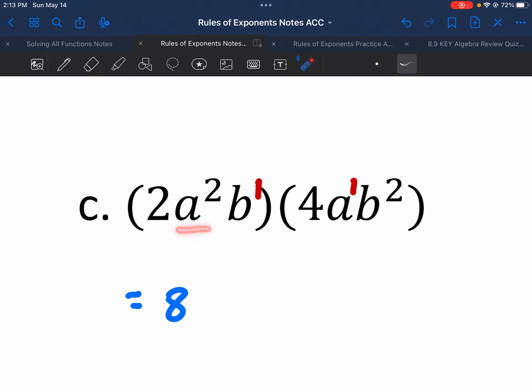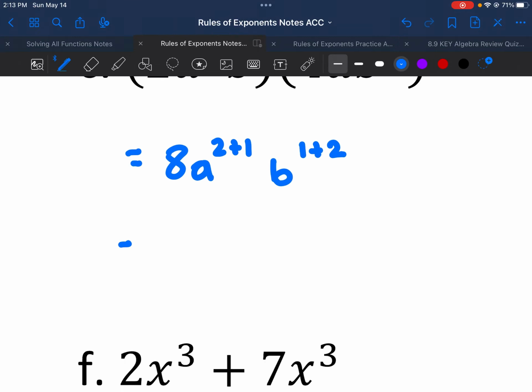But when we're doing a to the second times a to the first, that's going to be our product rule. So we're going to have a to the 2 plus first. We're going to keep the base the same, but we're going to add up the exponents. And then when we do b to the first times b to the second, same deal. It's going to be b to the 1 plus 2 power. Right? So this will be 8, a to the third, b to the third.